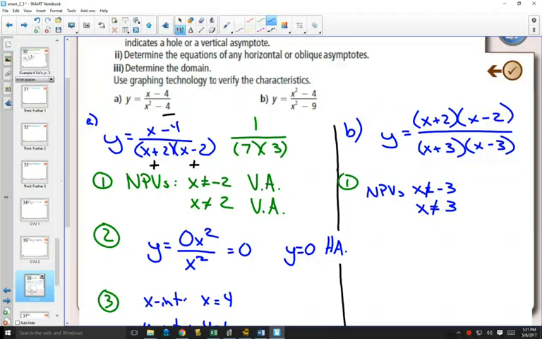Holes are asymptotes. So if you guys could please report to room 2C6.